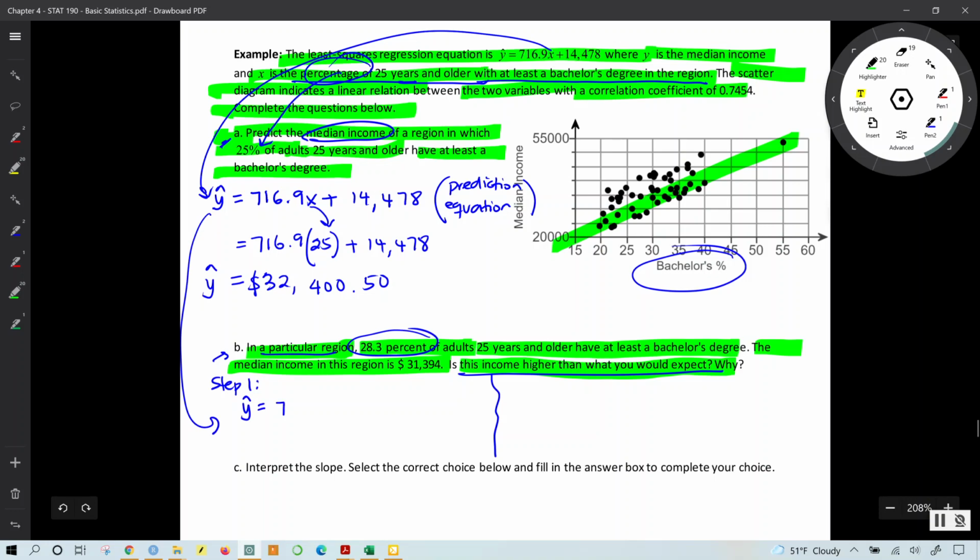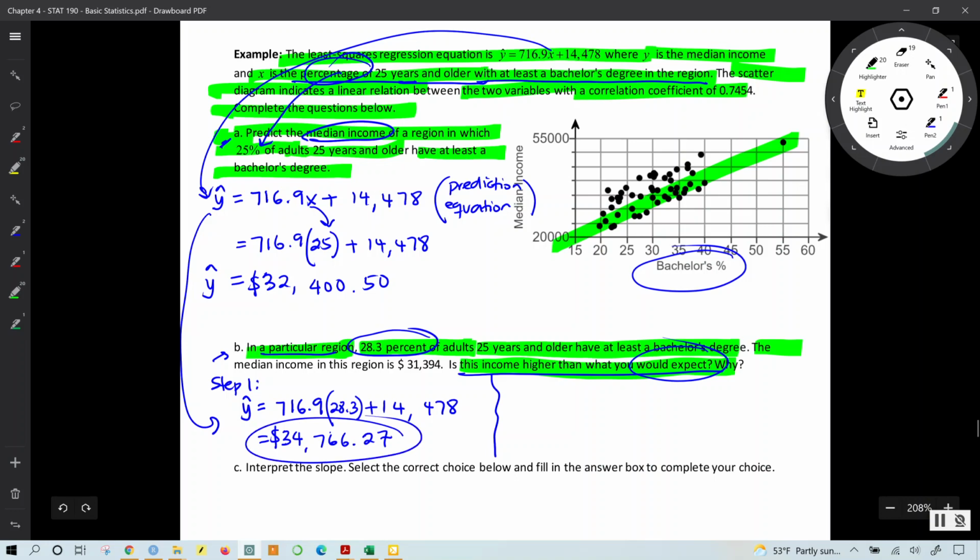So y-hat equals 716.9x plus 14478. My x is this 28.3%, so I'm going to replace that with 28.3. Let me write this out in full. 28.3 times 716.9 plus that value. So what would this be equal to? That is equal to $34,766.27. This is what we would expect normally in that region.